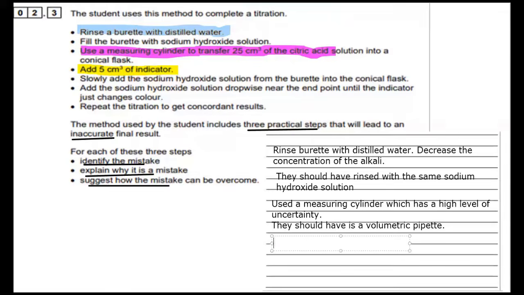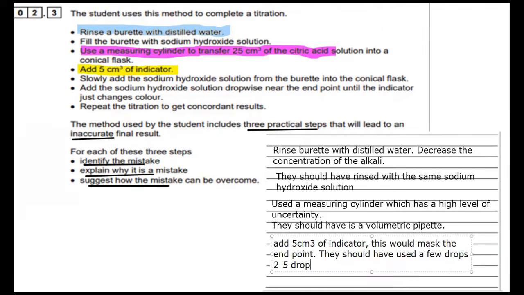Okay, that's an issue. Adding 5 centimeters cubed of indicator is the mistake. This would mask the endpoint or make it difficult to tell when you're at the endpoint. How are they going to solve this? They should have used a few drops, something like 2 to 5 drops. That would have been fine of their chosen indicator, methyl orange or phenolphthalein. You don't want to use so much indicator. I mean, 5 centimeters is like 40 drops or something.